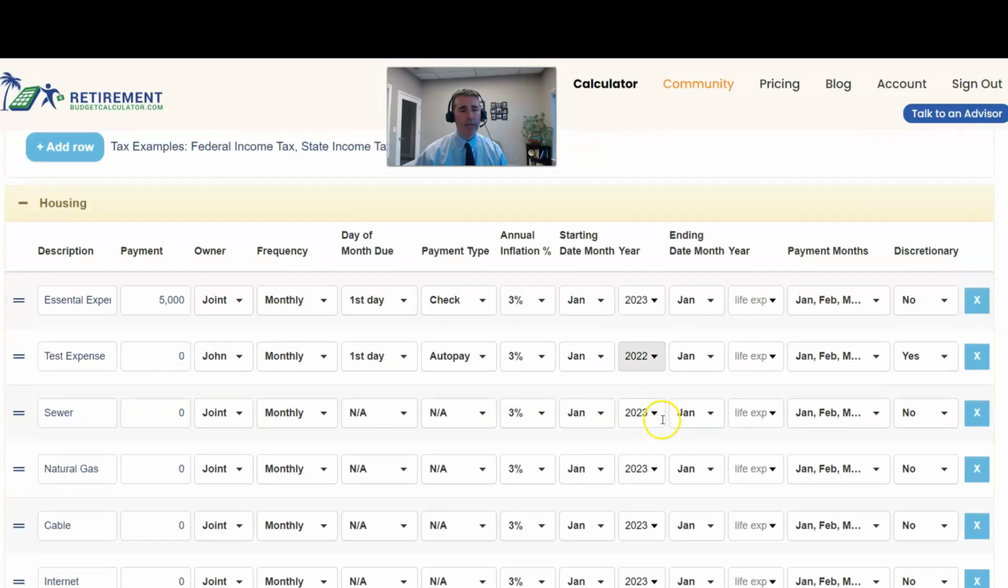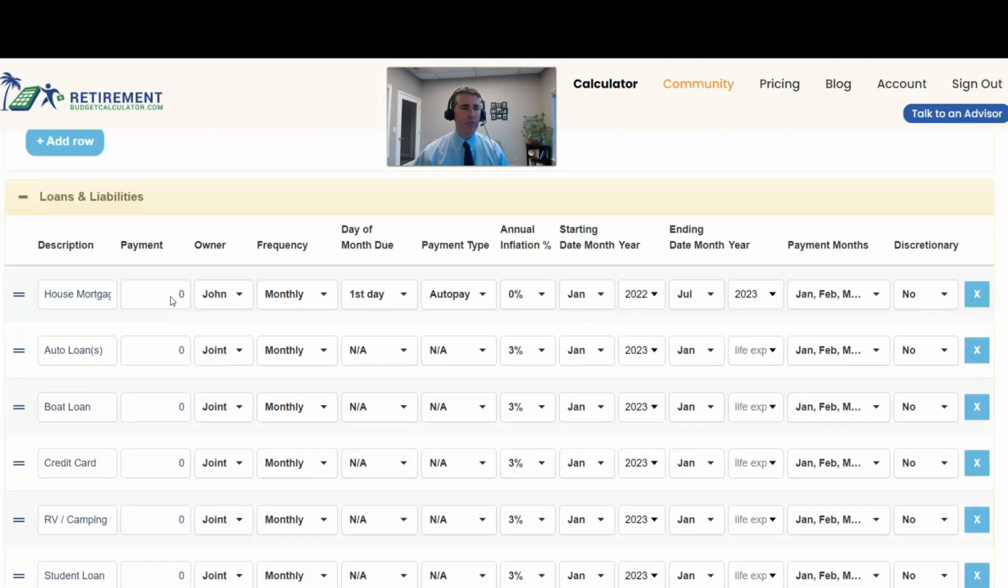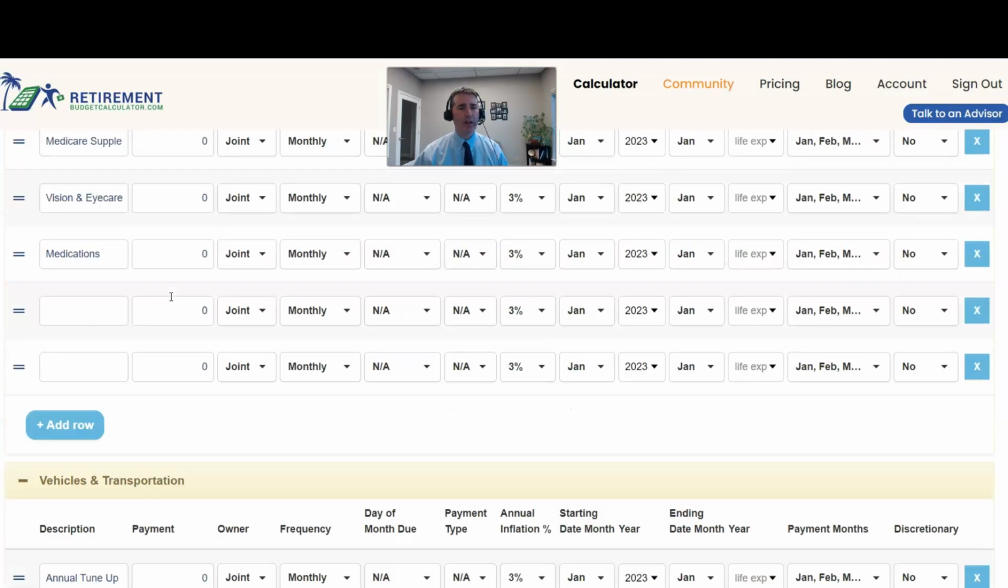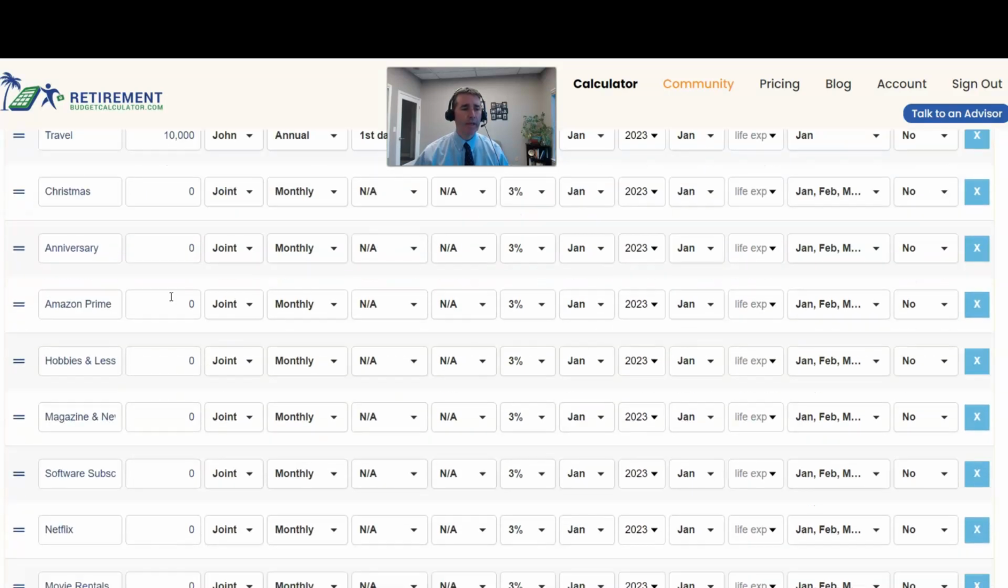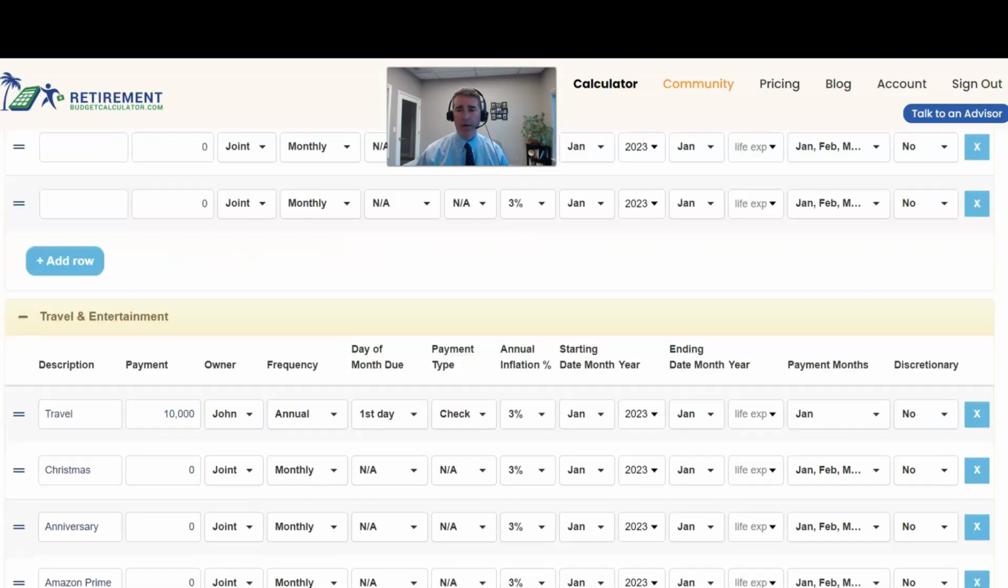Now, the other thing that we did was we said their essential expenses, they need $5,000 a month to cover all of the basic living expenses. They wanted to spend an extra $10,000 a year on travel, and so we put $10,000 a year. We said that that's tied to John's life expectancy. So when he dies, she won't want to travel quite as much, and so we're going to have that extra $10,000 of expense ending upon his death.